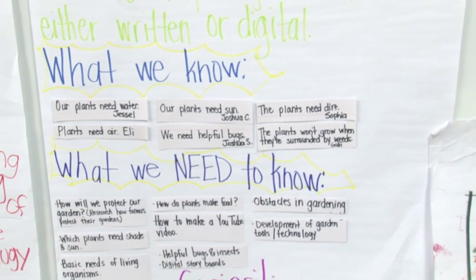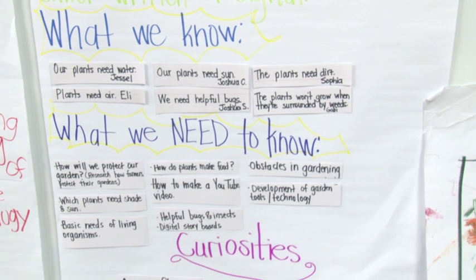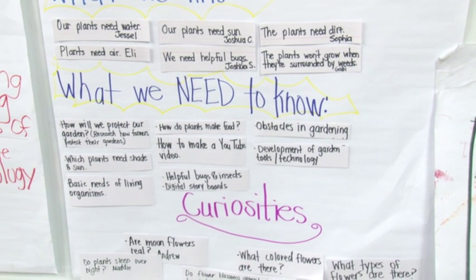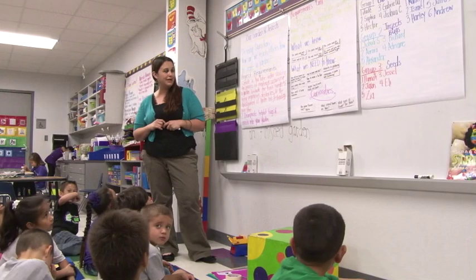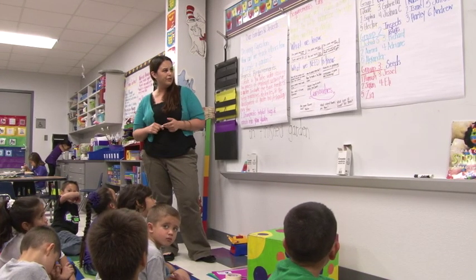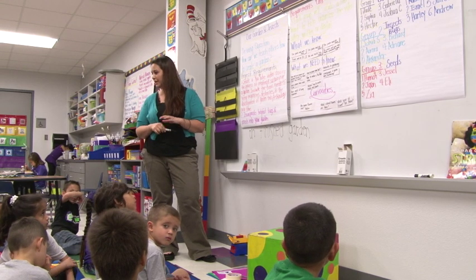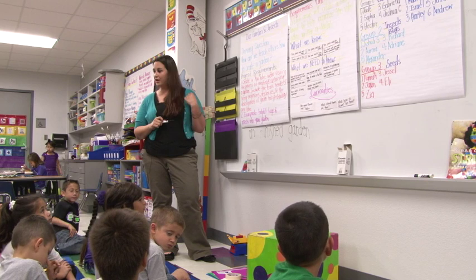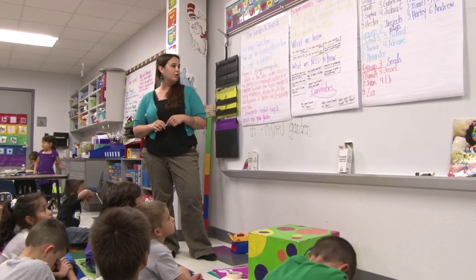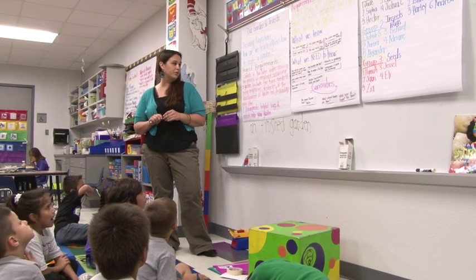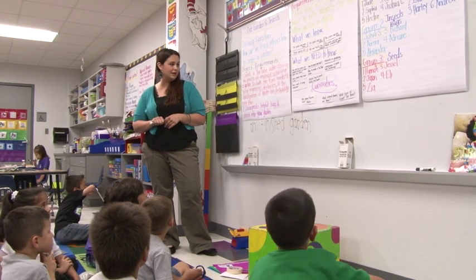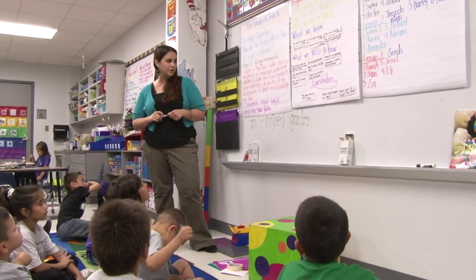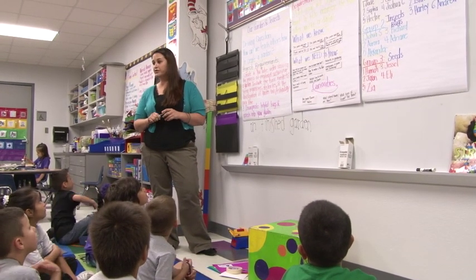We know that our plants need water, plants need air, sun, we need helpful bugs. Sophia said the plants need dirt, and the plants won't grow when they're surrounded by weeds, so they need space, right? The things we need to know we got from our project plan. How will we protect our garden? Which plants need shade and sun? Basic needs of living organisms, helpful bugs and insects. We need to know how to do digital storyboards.